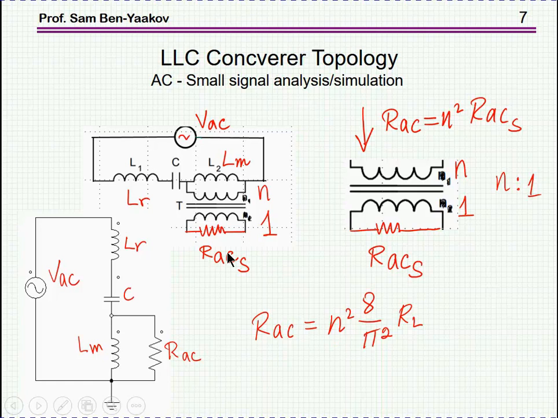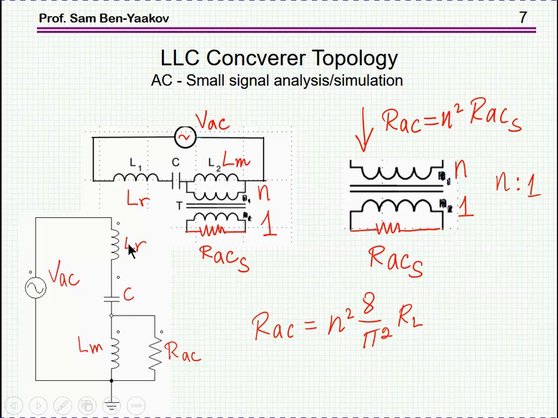We can reflect this secondary side resistor into the primary side, reflecting it through this transformer, and of course defining the turn ratio n to 1. N is the primary, 1 is the secondary. Then we are going to see from the primary side a resistor which is n squared times the secondary resistance. So plugging in the Steigerwald relationship, we get that this R_AC reflected to the primary is n squared times 8 over pi squared times R_L.